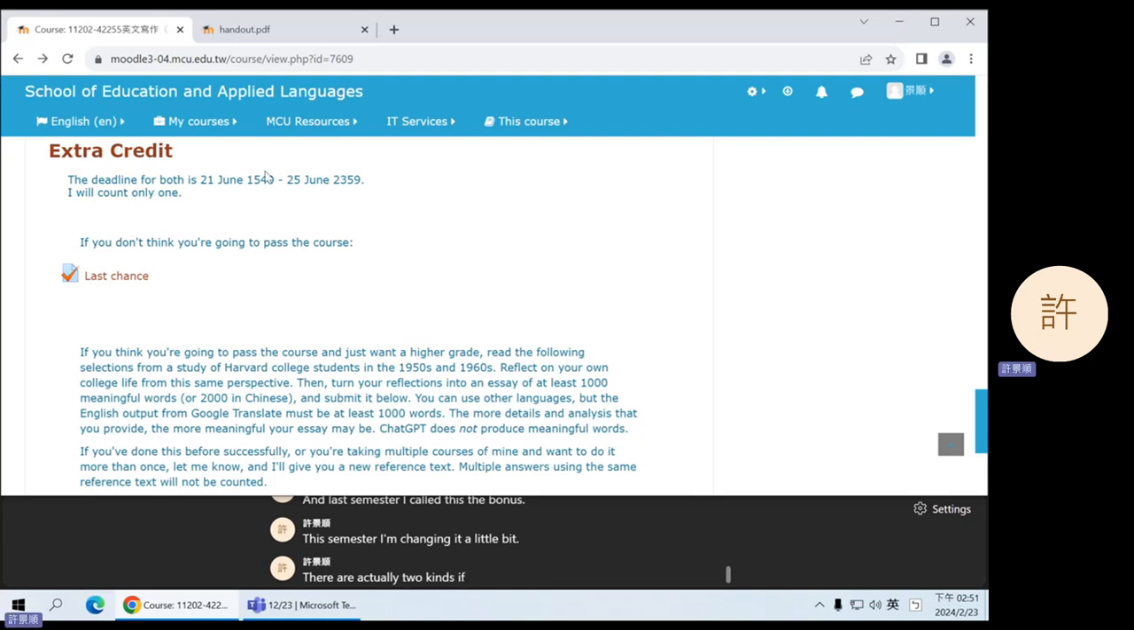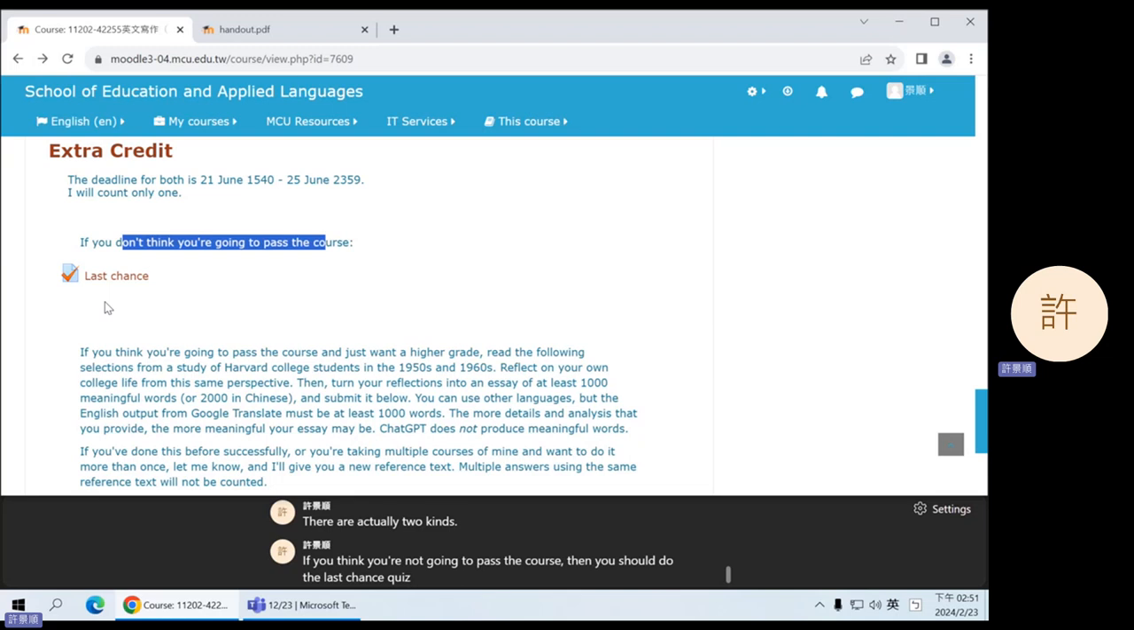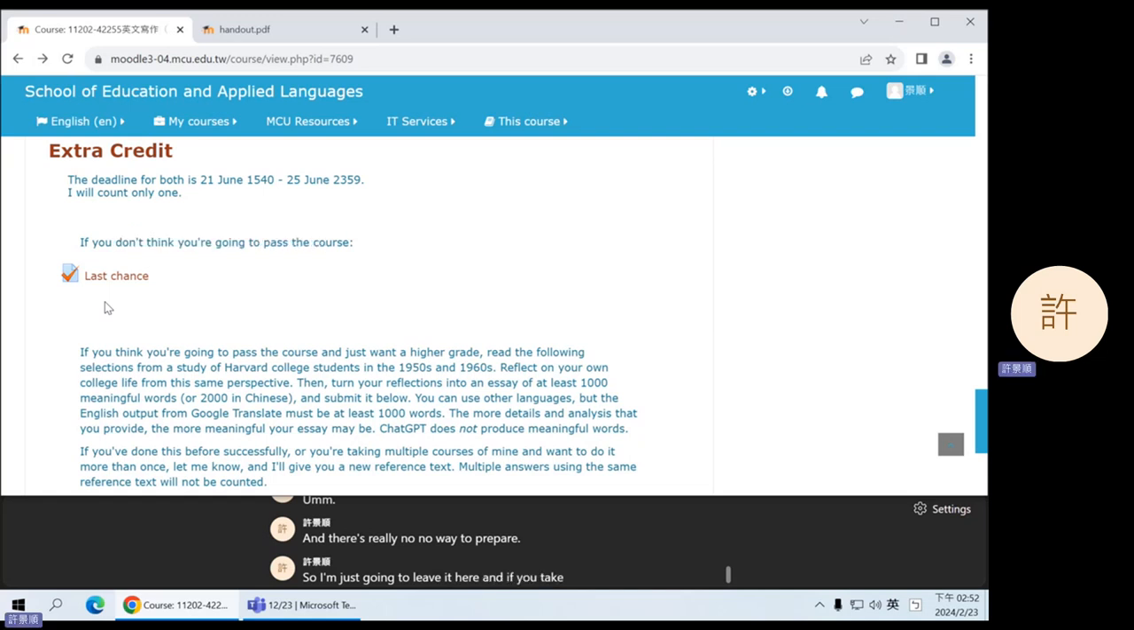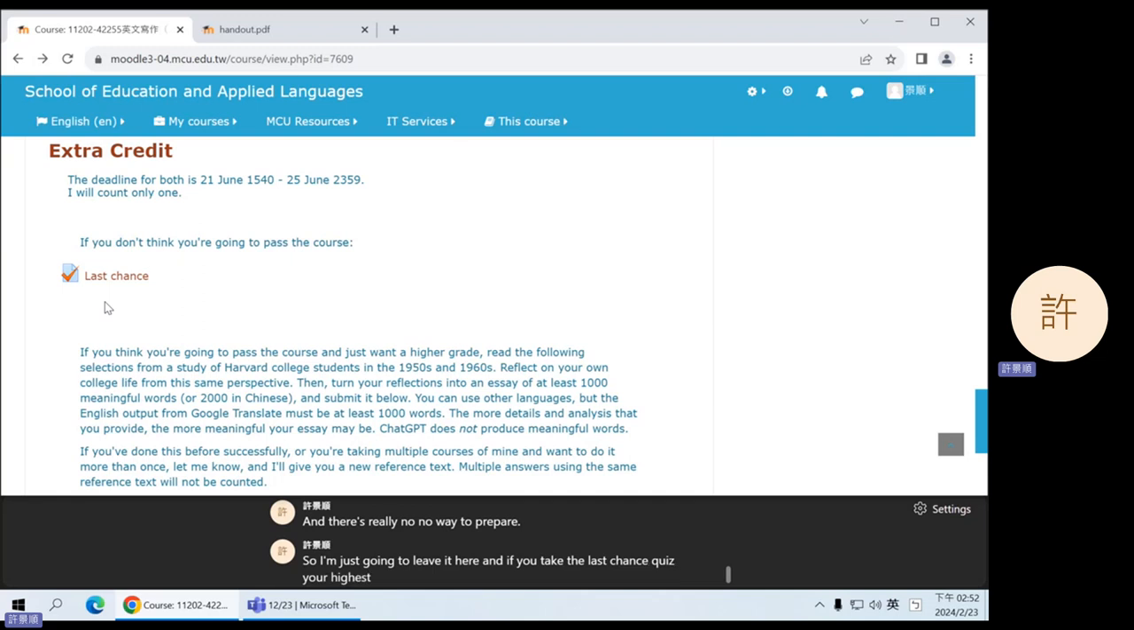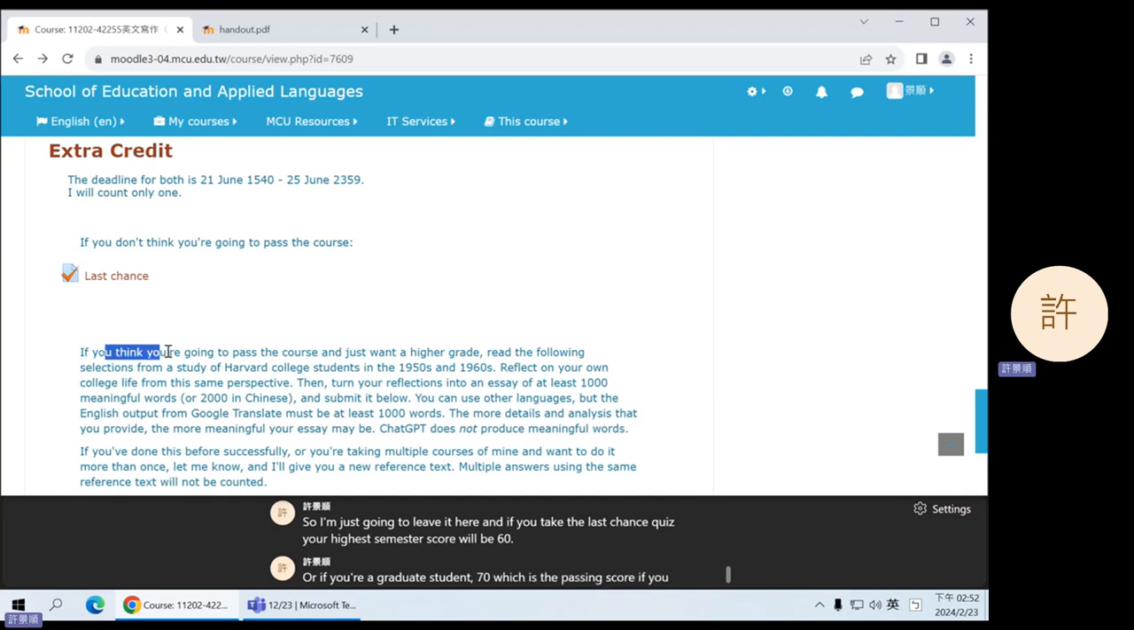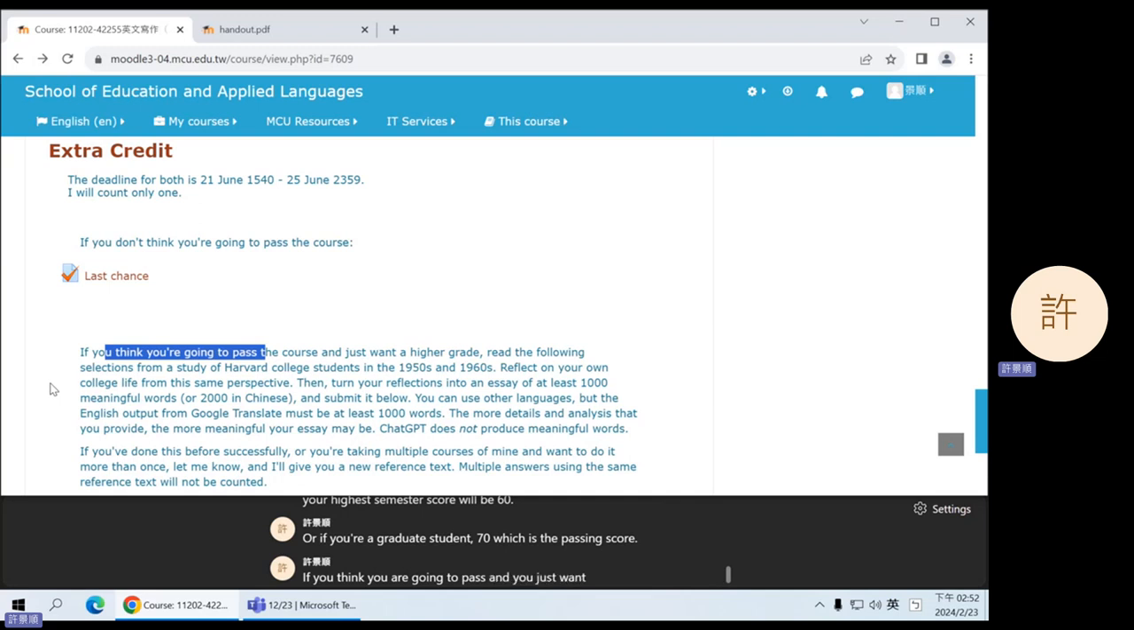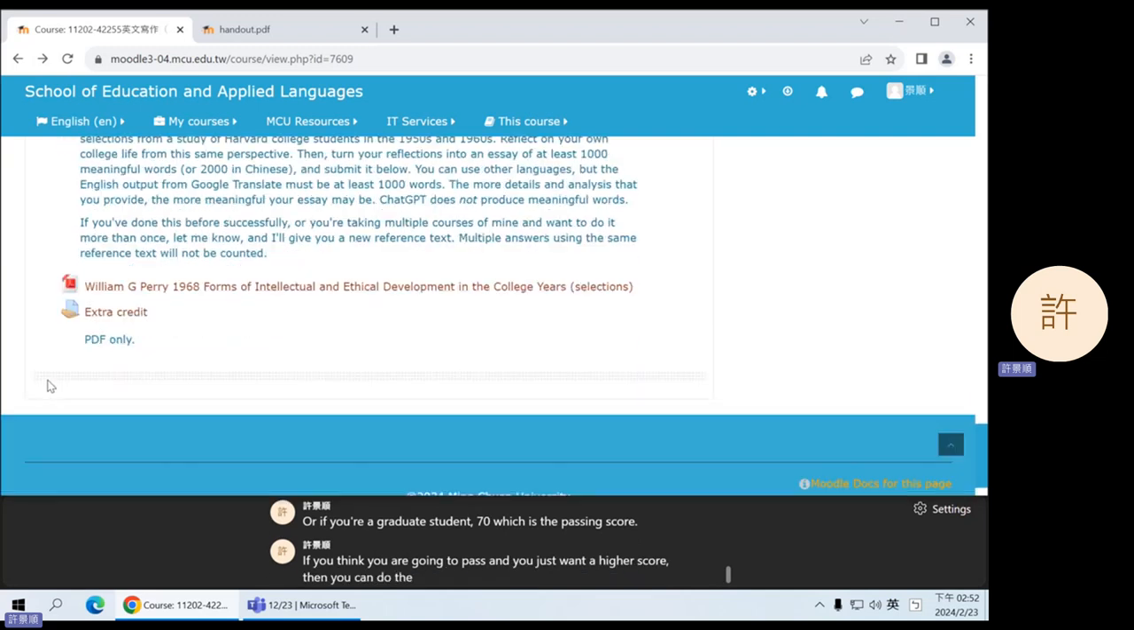If you think you're not going to pass the course, then you should do the last chance quiz. This is one open-ended essay question. And there's really no way to prepare, so I'm just going to leave it here. And if you take the last chance quiz, your highest semester score will be 60, or if you're a graduate student, 70, which is the passing score. If you think you are going to pass and you just want a higher score, then you can do the more traditional bonus thing.